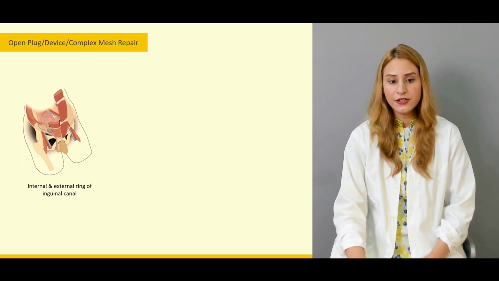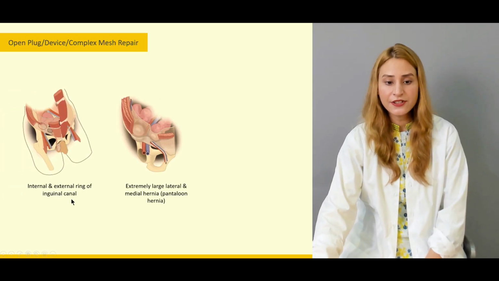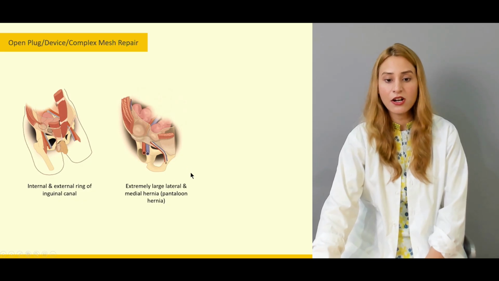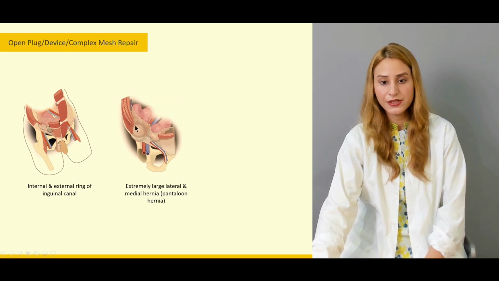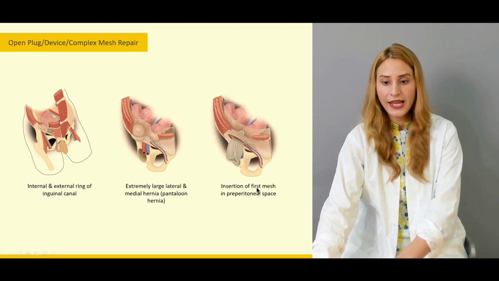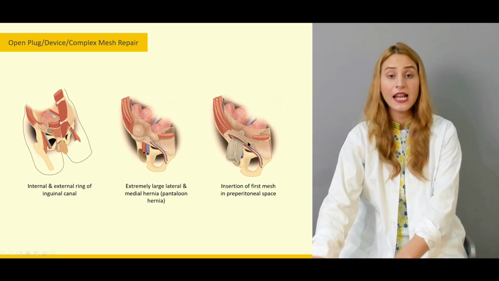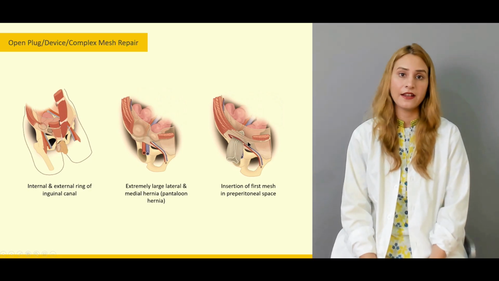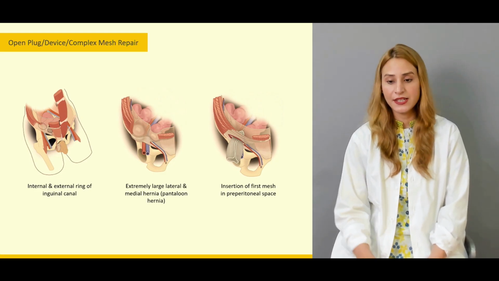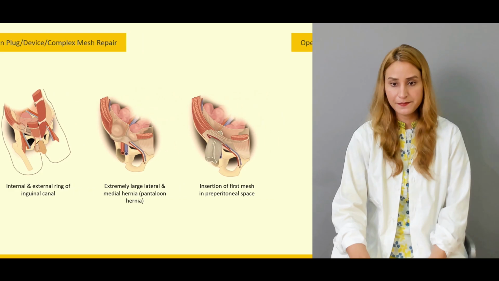You can see here this is the internal and external ring of the inguinal canal. This is internal, this is external, this is the scrotum. This is an extremely large lateral and medial hernia, which is called a pantaloon hernia. And you insert the first mesh in the preperitoneal space. In the case of large hernias and recurrent hernias, you put the mesh in the preperitoneal space.